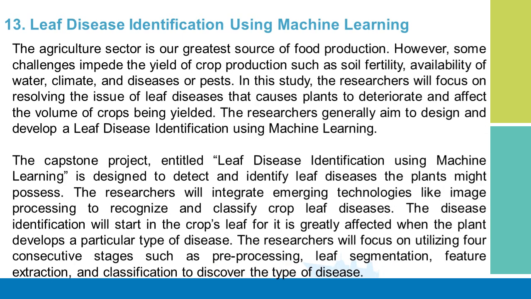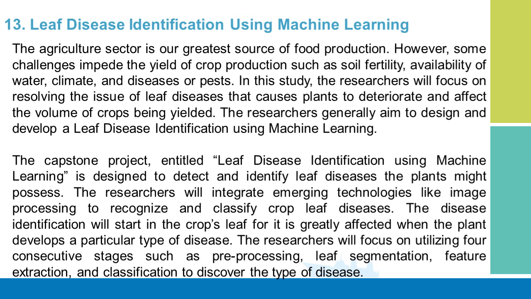Leaf disease identification using machine learning. The agriculture sector is our greatest source of food production. However, some challenges impede the yield of crop production, such as soil fertility, availability of water, climate, and diseases or pests. In this study, the researchers will focus on resolving the issue of leaf diseases that causes plants to deteriorate and affect the volume of crops being yielded.